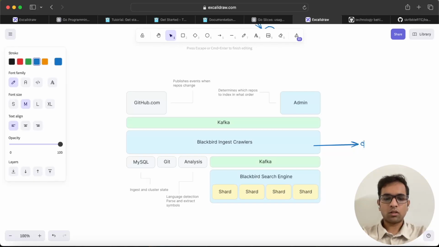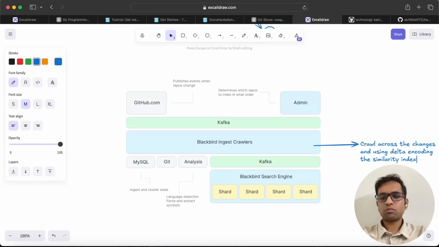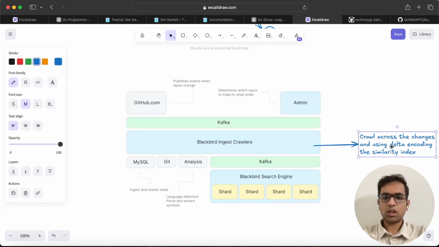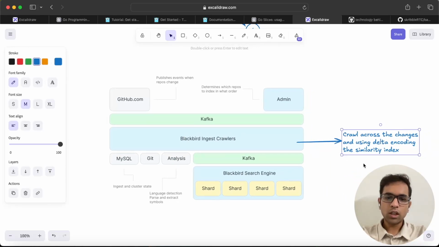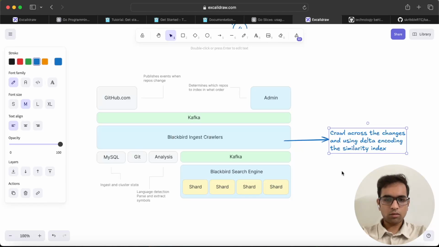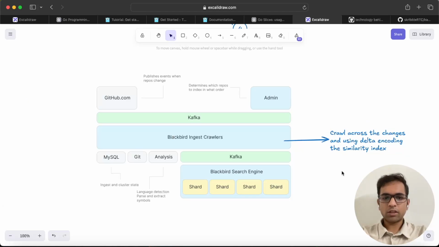the changes, and using some sort of delta encoding, the similarity index is calculated, right? So let's call it a similarity index for now. That's how it is going to work. First of all, a similarity index is calculated by the Blackbird ingest crawlers, and then it is sent further to the Blackbird search engine, and then sharded across many different servers.